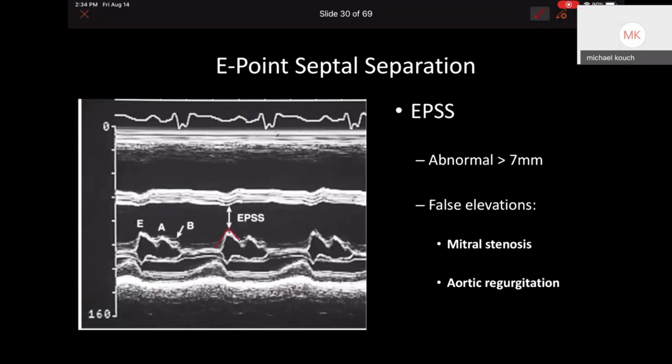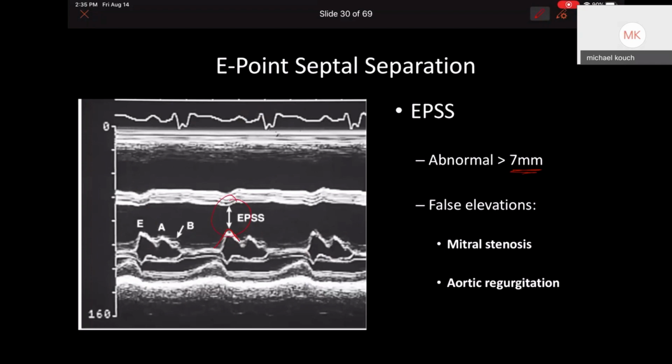If that chamber is so large, that valve is never going to reach upwards and close to the septum. So you're going to have a large separation called your E-point septal separation. The number to know is 7 millimeters. Greater than 7 millimeters shows me that I have a dilated left ventricular chamber, most consistent with someone who has dilated cardiomyopathy.